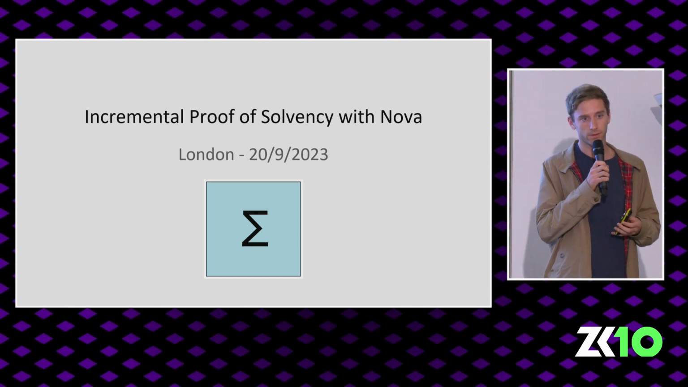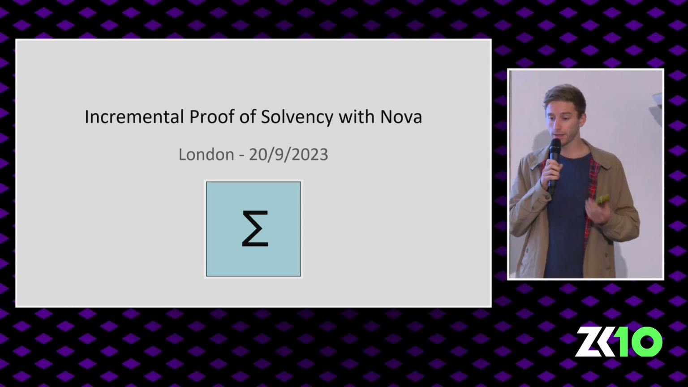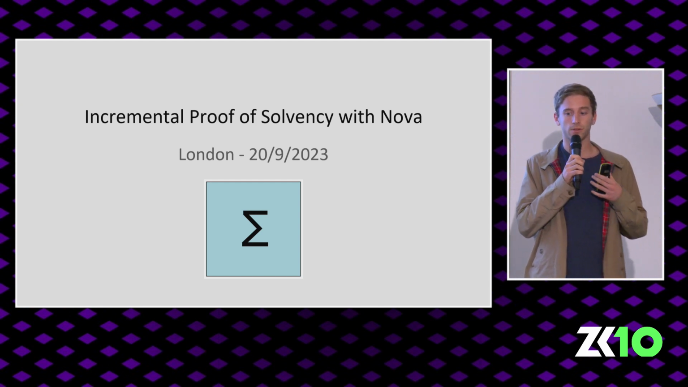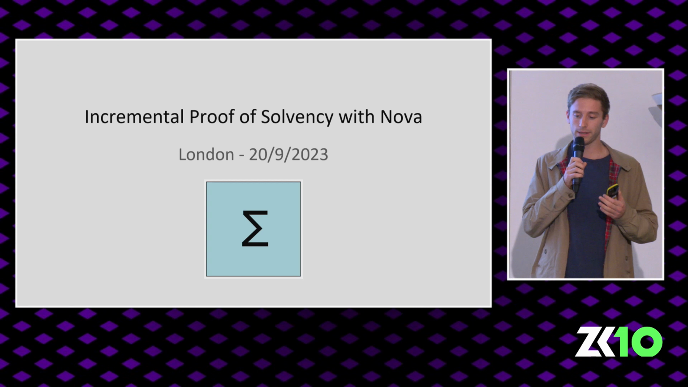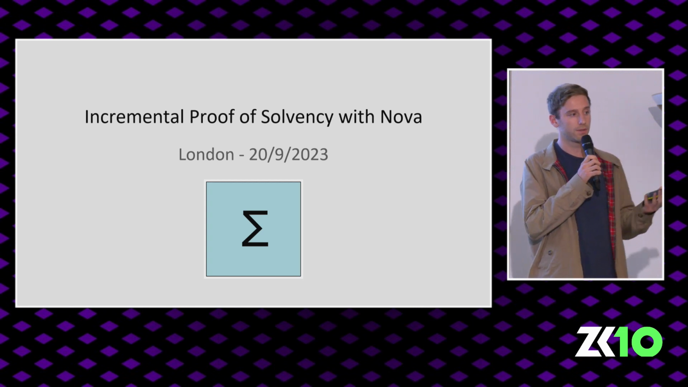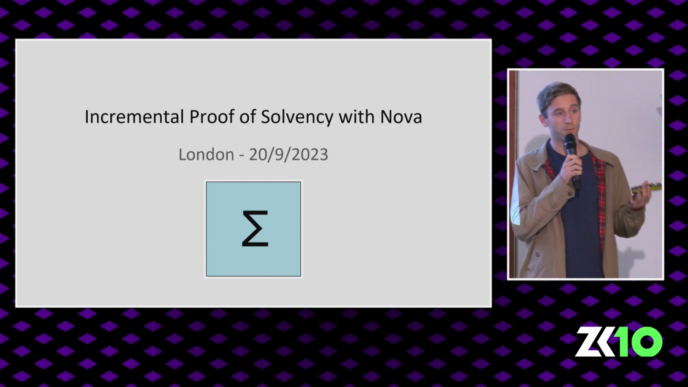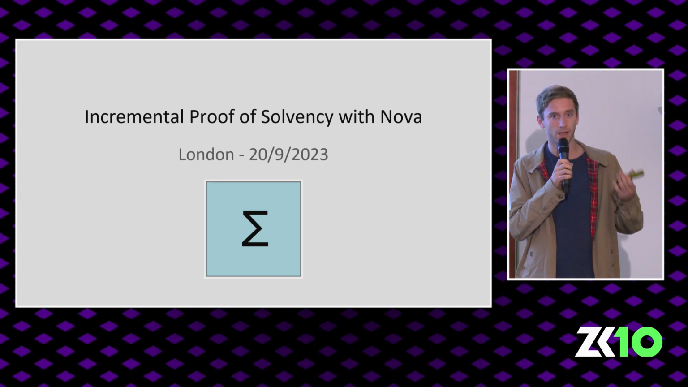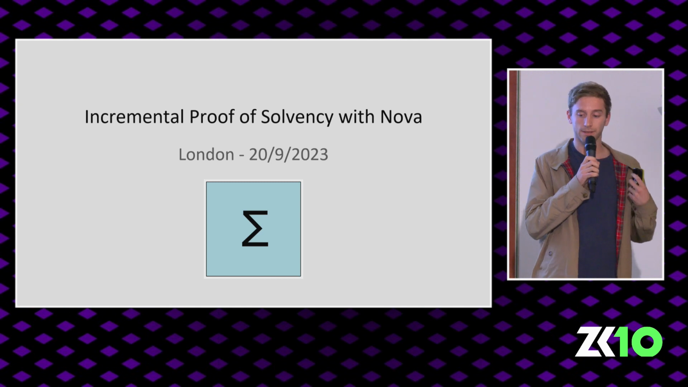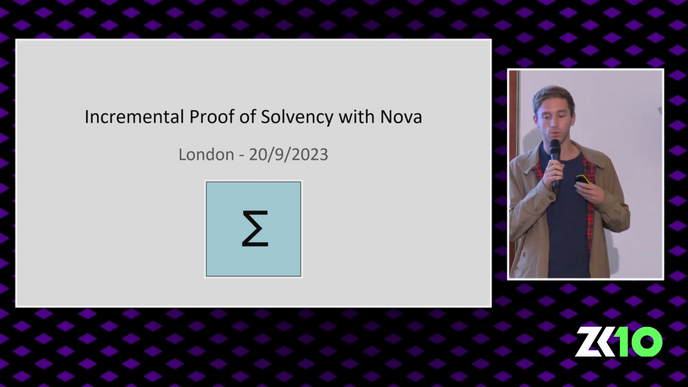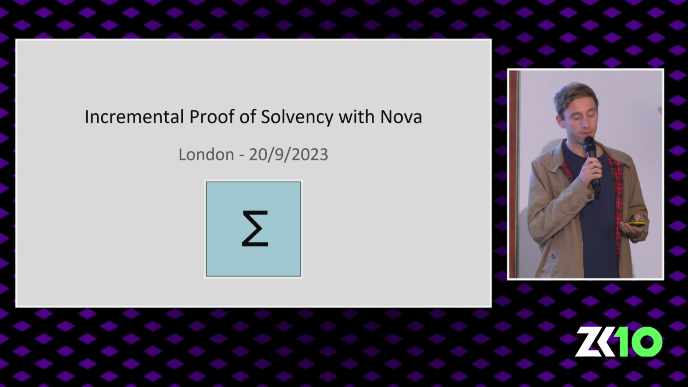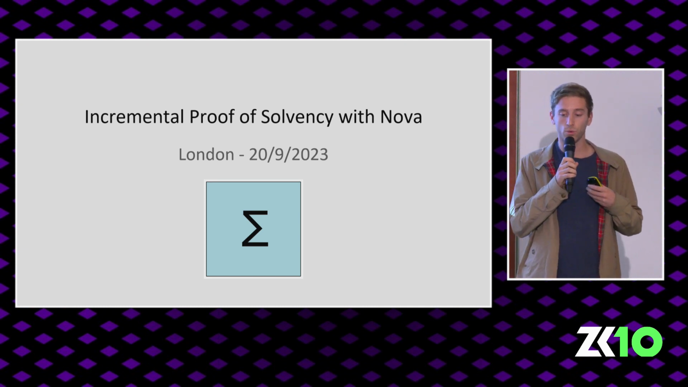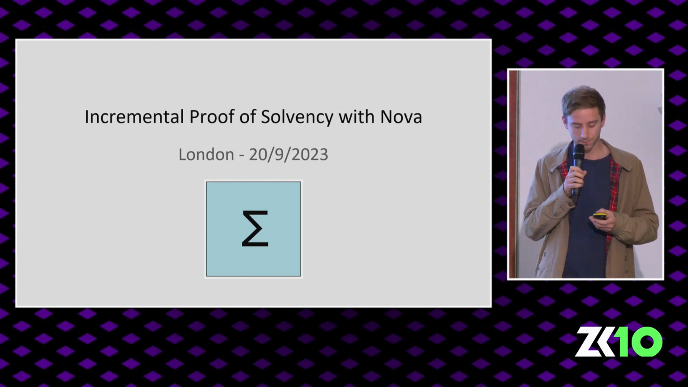Summa is a proof of solvency protocol, and today I'm going to explain how we use Nova inside Summa. The main takeaway today is that we're not only using Nova for performance. Most of the time you see it as a different backend that you can use to speed up your performance, but in this case we're going to use Nova to increase the security of our protocol. So we are leveraging the characteristics of Nova for an application, basically.